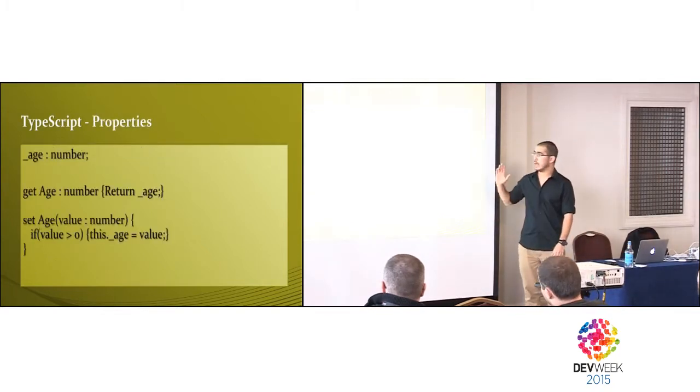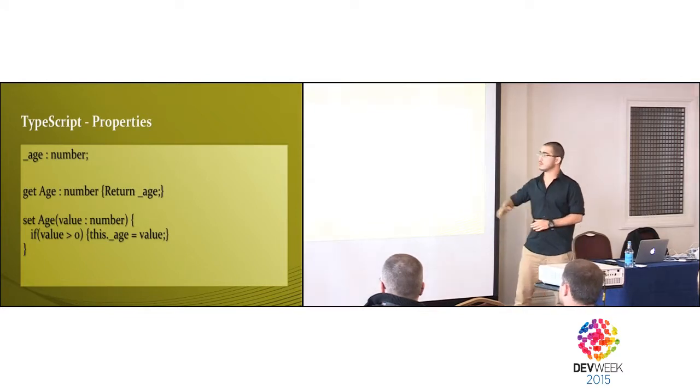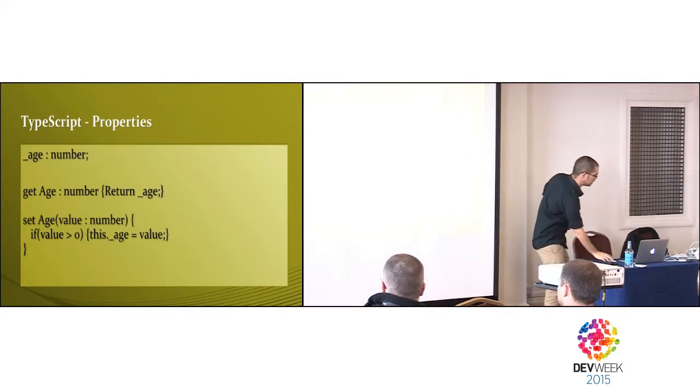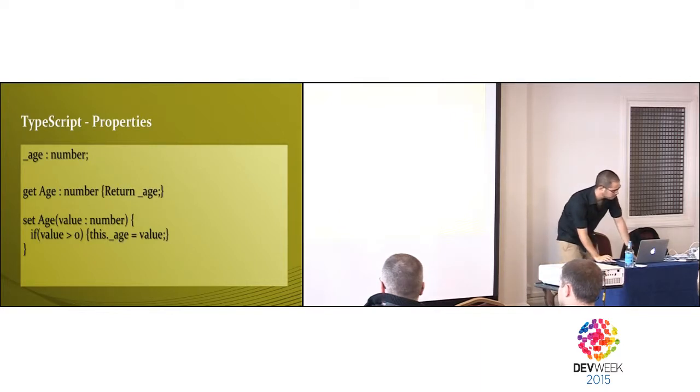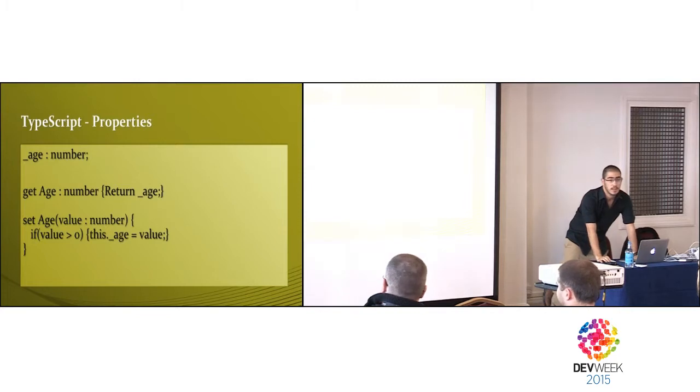So, about properties, it's quite simple. You specify that this is a get of an age, and then you specify it's a number and the code you want to run, and set the age. This is the value. It doesn't have to be called value. We are used to calling it value from .NET. You can call it any name you want, and then whatever logic you want to do, you do it in this setter.